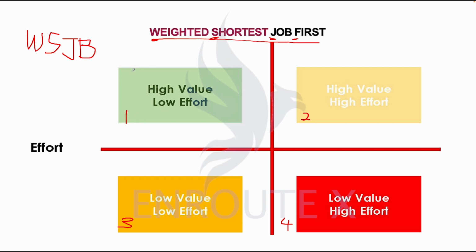These are features. You have a feature that will deliver high value, but you need low effort to deliver it. Another feature that will deliver high value, but will require high effort to deliver. You have another that is low value and will require low effort to deliver. And lastly, a low value feature that will require high effort to deliver.